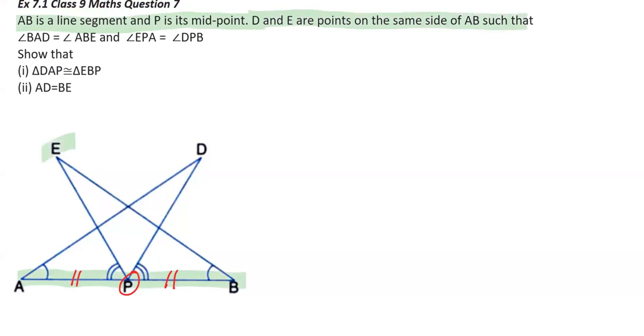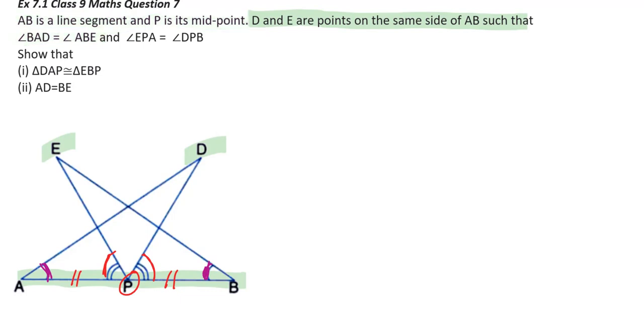Further, it says that D and E are points on the same side of AB, that is these 2 points, such that angle BAD is equal to angle ABE. These two angles are also given equal. We have one more pair of angles given equal, and that is angle APE and angle BPD. They are equal.